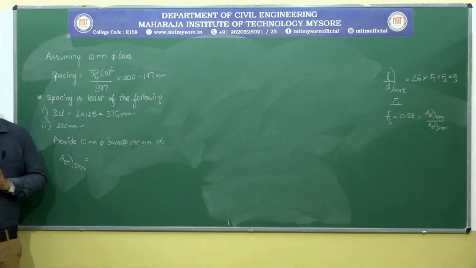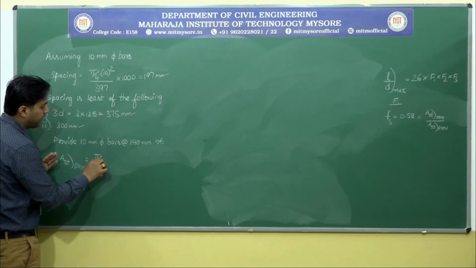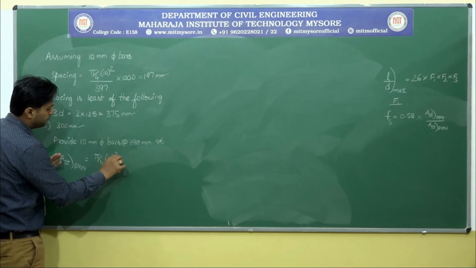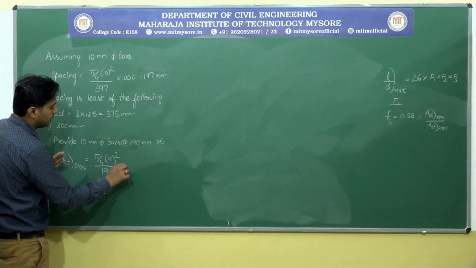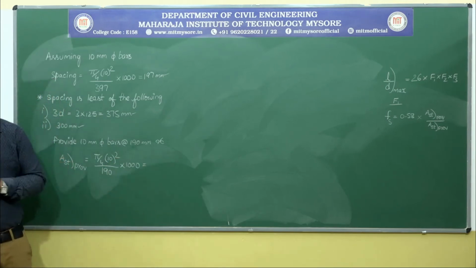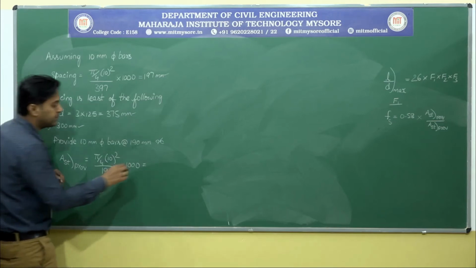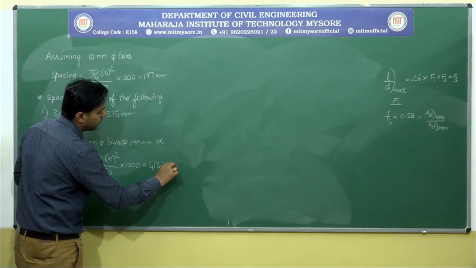So what is the AST provided? Just a minute. AST provided is pi by 4 into 10 square. What is the spacing that I have provided? 190 into 1000. So what is the value that I will be getting? 413.37 mm square.